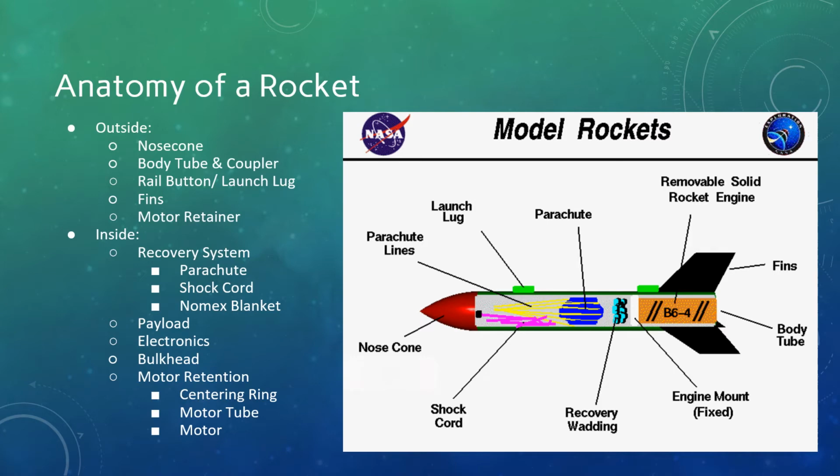The motor tube is that slightly smaller tube that I just mentioned. It goes around the motor. And then the motor itself is solid propellant. Most of the motors that we use are ammonium perchlorate fuel, and that's just solid propellant motors. And Thomas is going to be talking a little bit more about those in a bit as well.